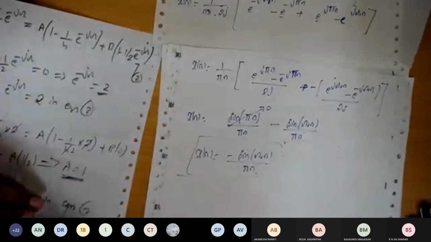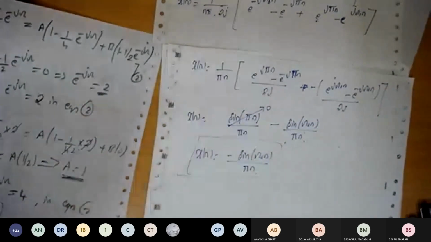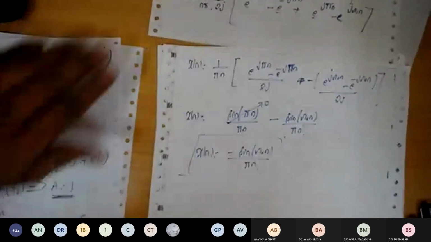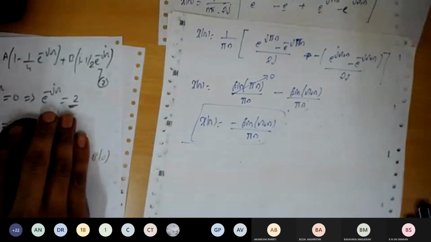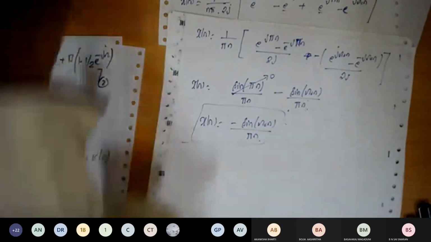So done. Any doubts in this one? Any doubts? No, sir. Okay. So like this, by using the formula method, we can find out the inverse DTFT. Let us take one more problem.